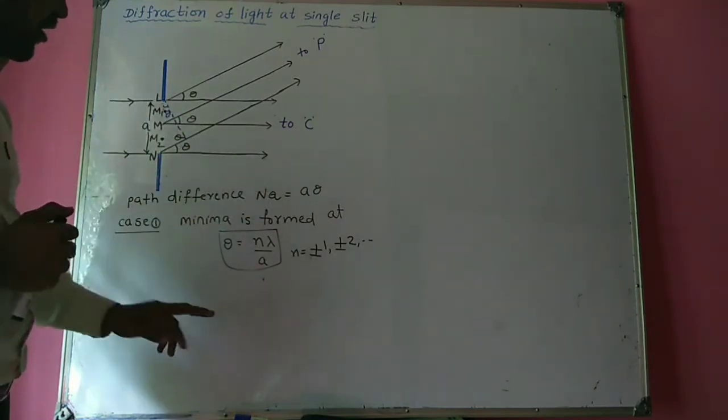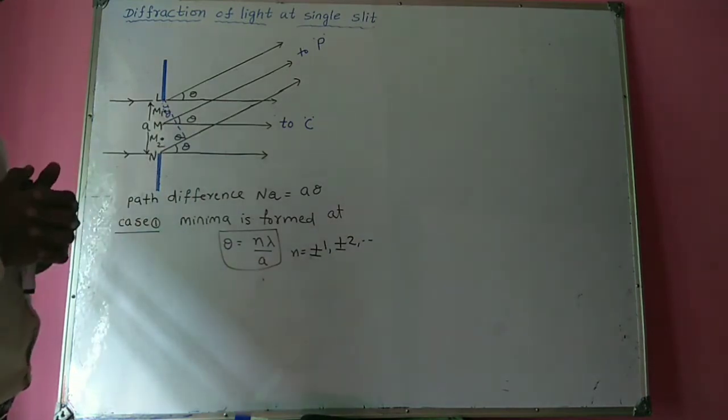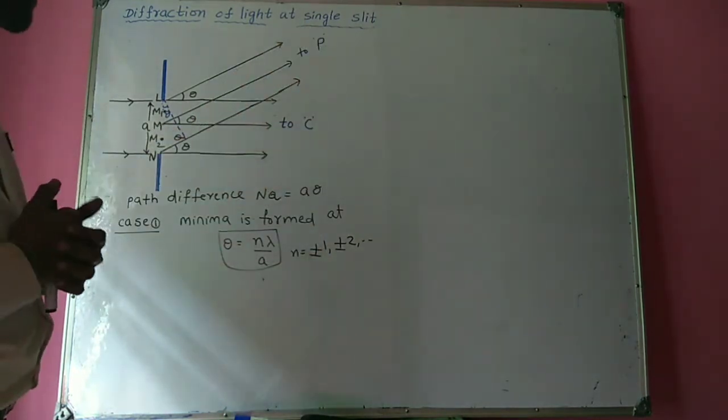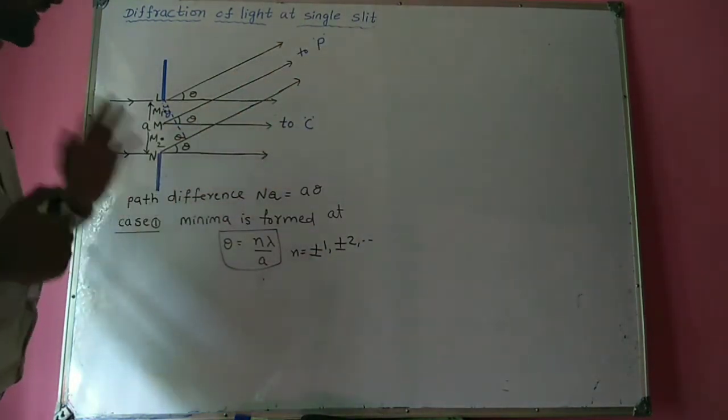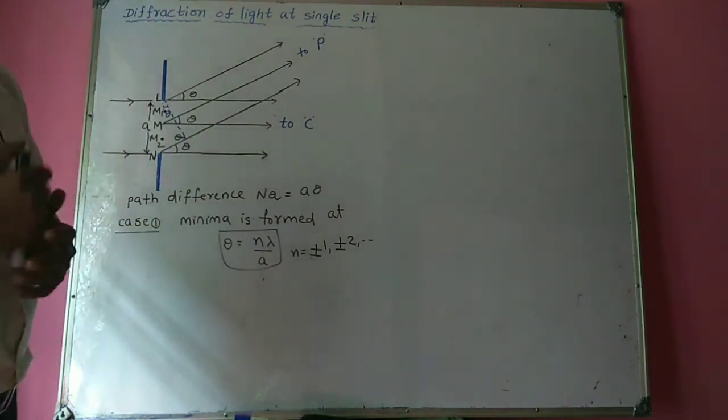The dark fringe is formed at an angle theta equal to n lambda by A, where n is equal to plus or minus 1, plus or minus 2, and so on. Let us prove this. For that, let us divide the slit into two equal parts.